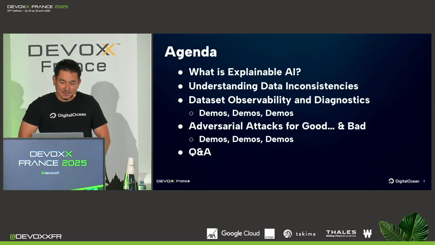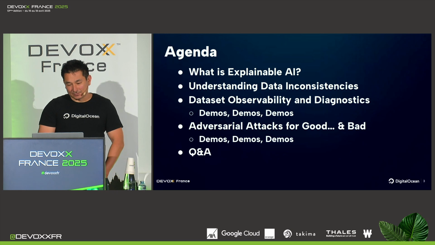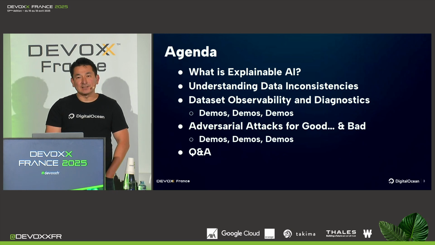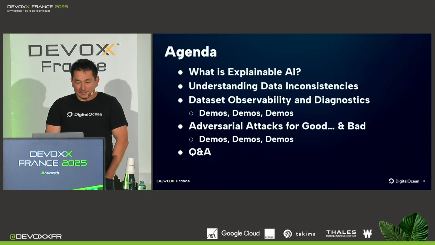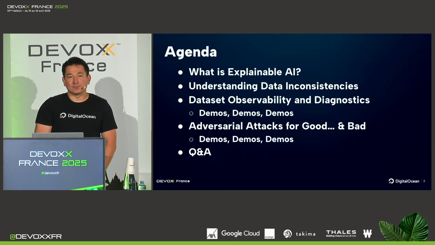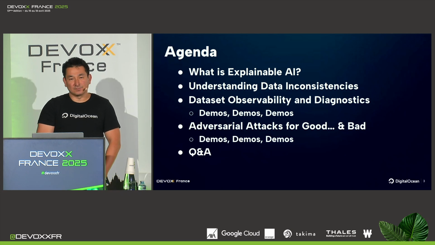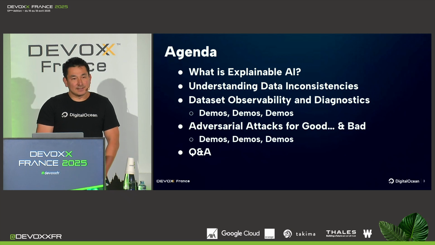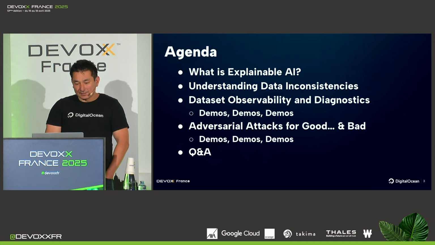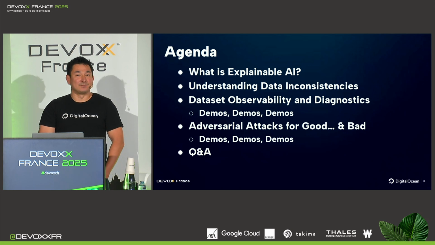So for the agenda today, I'm going to talk about what is explainable AI. It's, like I said, kind of understanding what our AI and ML systems are doing. And then we're going to talk about data, understanding our data inconsistencies. So understanding the problematic things that happen with our data set. And we're going to talk about the four most common ones, although there's a huge list of them. And then we're going to use Captum to do data set observability and diagnostics. And we're going to do demos, lots of demos.